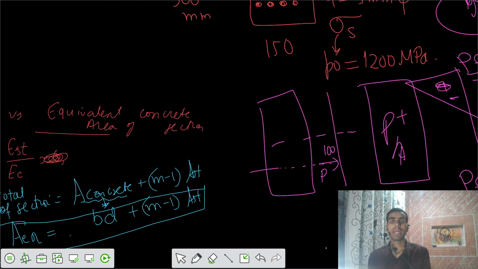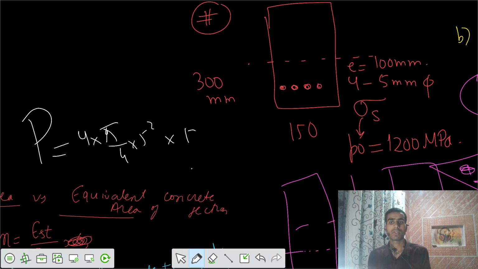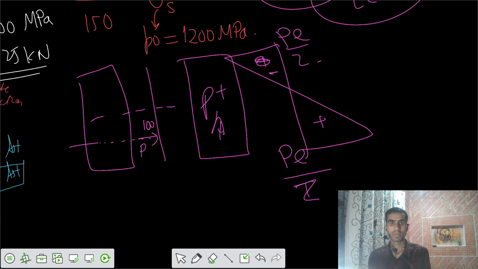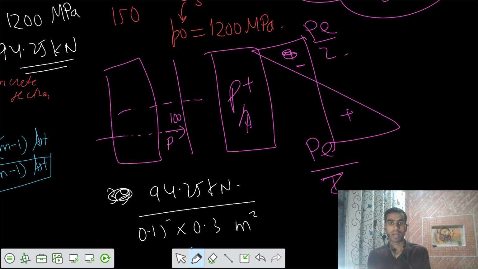Can you get the value of P from the area of the steel provided and the stress in the steel? I would say the P force is equal to 4 bars of pi by 4 into 5 square into the stress of 1200, and I can get the total force of 94.25 kilonewton. Okay, so your P by A becomes 94.25 kilonewton divided by the area of the cross section, 0.15 into 0.3 meters square.